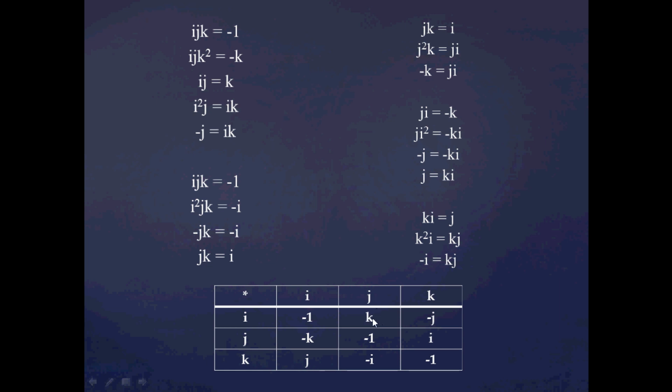So if you've seen any physics, this is actually very much tied in to the cross product operator. When you do something like ij, it's like doing x cross y, and you get z.